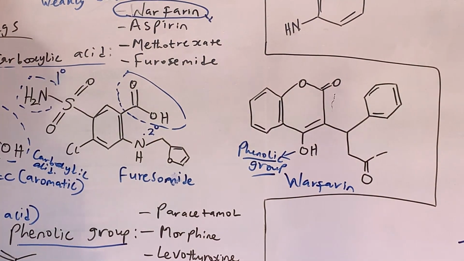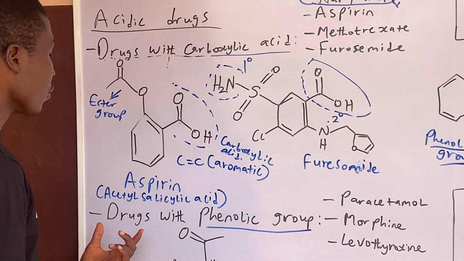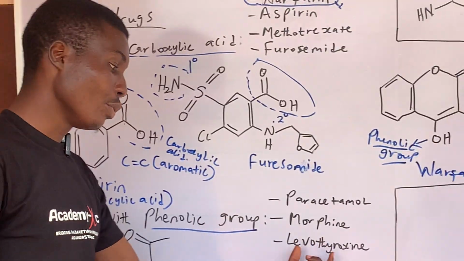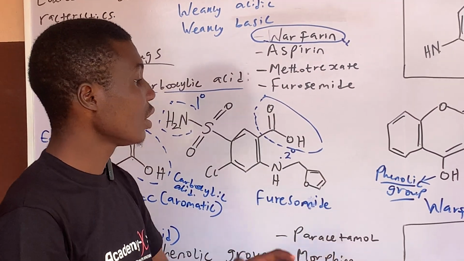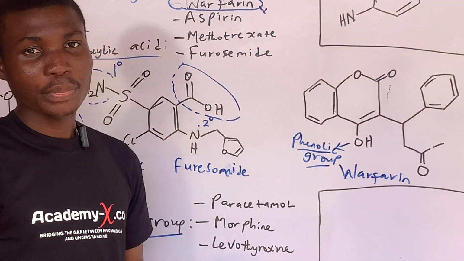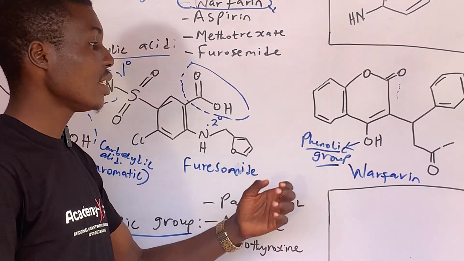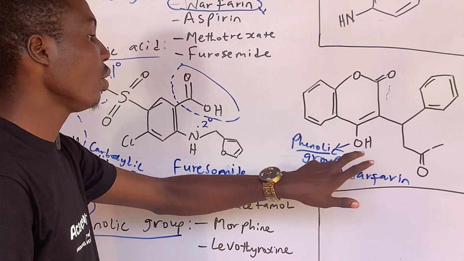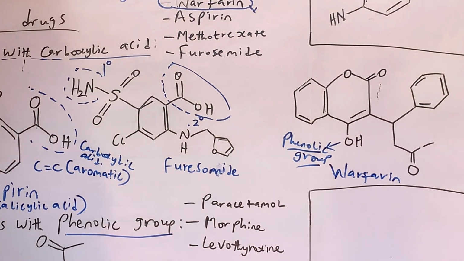So let's now go down to the phenolic group and start with warfarin for the explanation. Drugs with a phenolic group are also classified as acidic drugs. So we have paracetamol, we have morphine, we have levothyroxine, and like I've already told you, we also have warfarin. The H of the phenolic OH can be donated. When we look at the theories of acid and base, you understand what I mean by donated. When it is donated, it means that it has acidic properties. By implication, this is what makes warfarin acidic, because of the presence of the phenolic OH group.